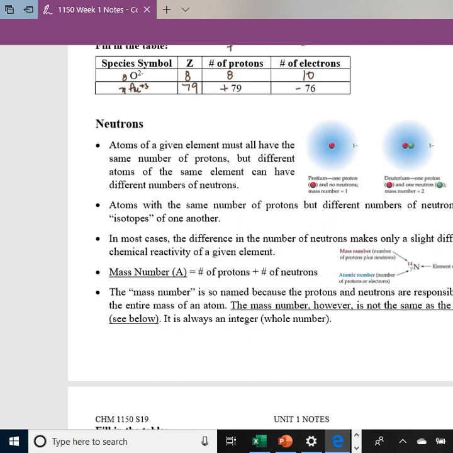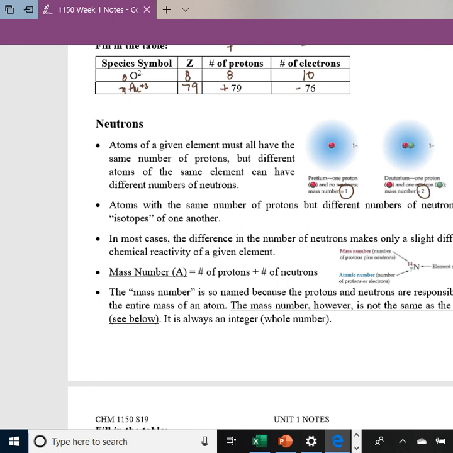Protium is 1 proton and no neutrons. Deuterium is 1 proton and 1 neutron. And then tritium is 1 proton and 2 neutrons. So you can see that the mass, something called the mass number, is changing between each of those. And so we're about to define that.